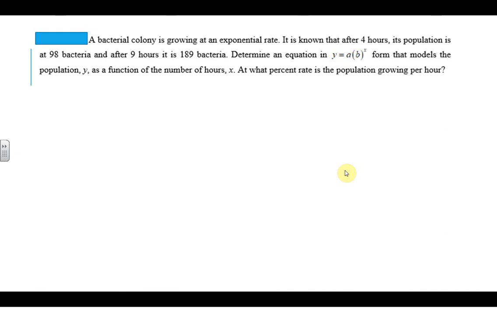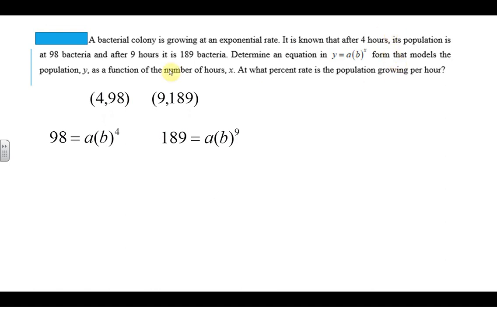A bacterial colony is growing at an exponential rate. It is known that after 4 hours, population is at 98. After 9, it's at 189. Those are coordinates. Determine an equation. It's exactly what we just did. You just have to say, oh, look, 4 goes with 98, 9 goes with 189. Input, output. Time is almost always x, like 99.9%. So there you go. And now it's the same thing we just did.